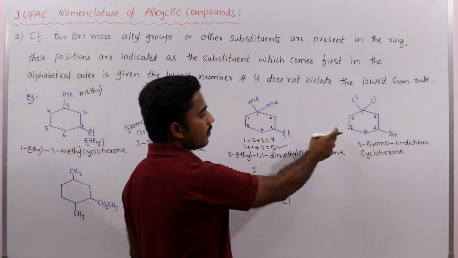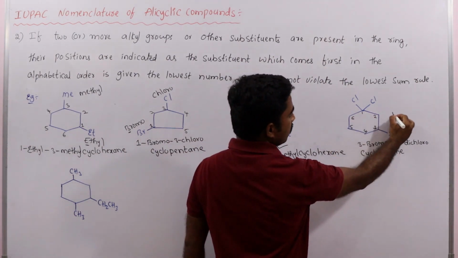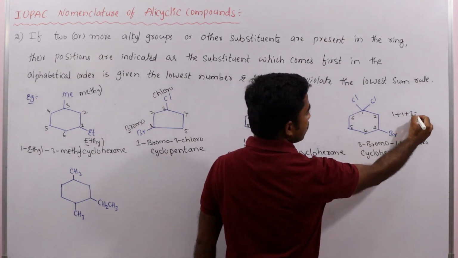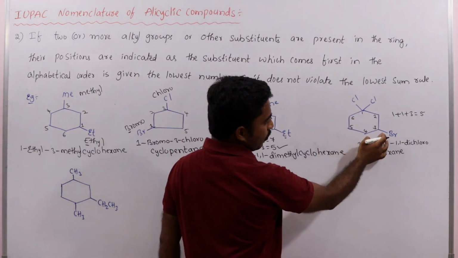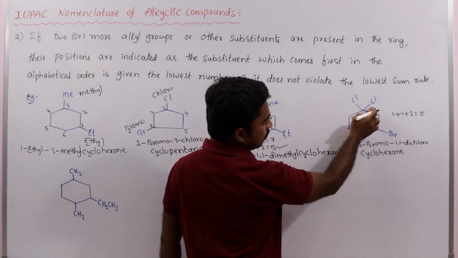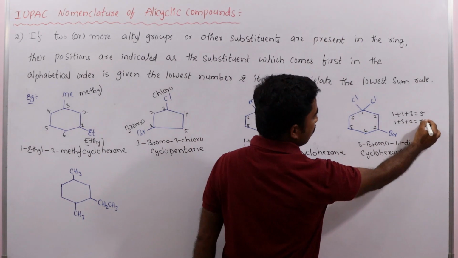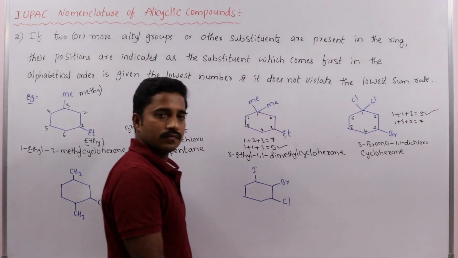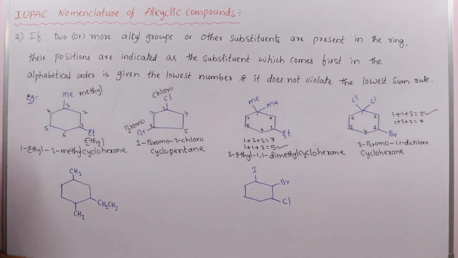Here also we have to follow which rule? The lowest sum rule, because here 1 plus 1 plus 3, we will get 5. If you give numbering from the bromine side, 1 plus 1 plus 3 would come to 7, that's why we follow this one. So in this example, here also we have to follow the lowest sum rule.